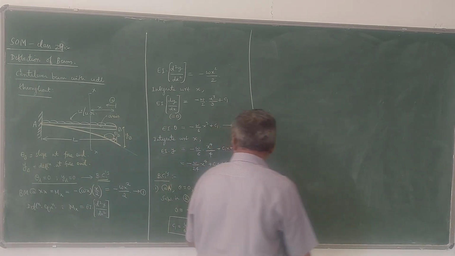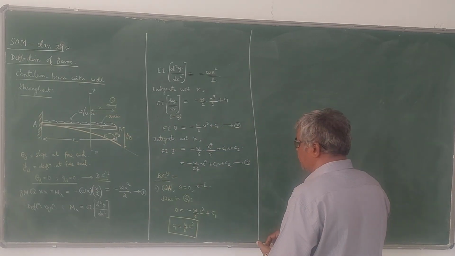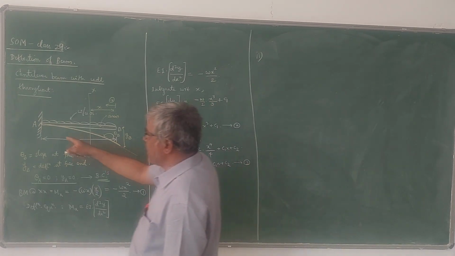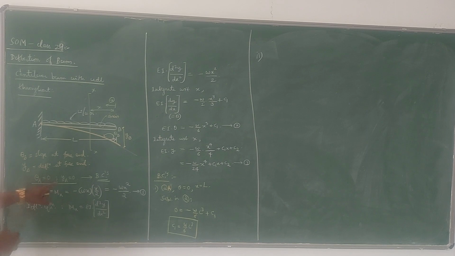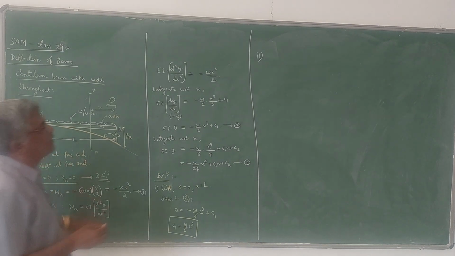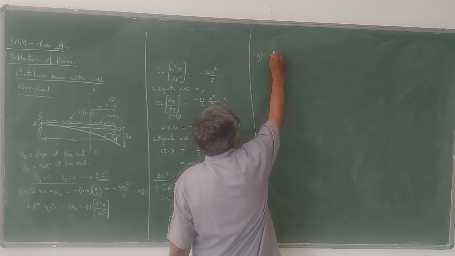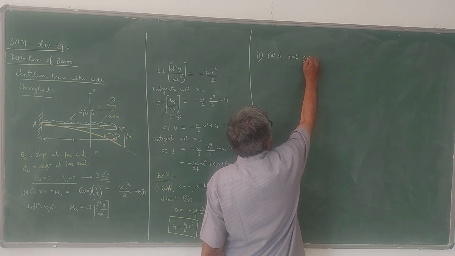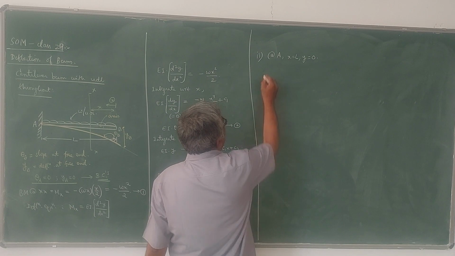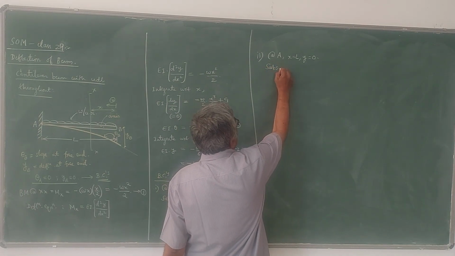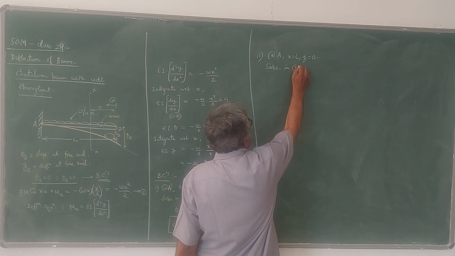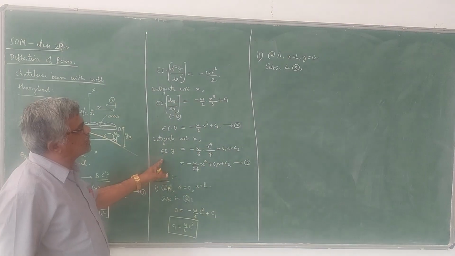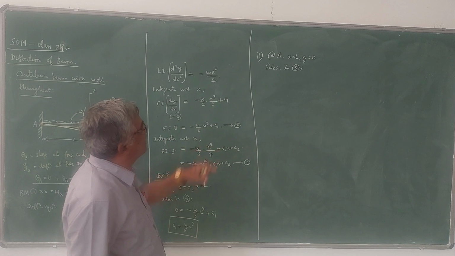Now the second constant of integration you can get using the second boundary condition. The second boundary condition is at the same point A, at the fixed end, the deflection is also 0. There is no deflection here. So at A, once again x is equal to L, y is also 0. This is the second boundary condition. The second equation is the slope equation, the third equation is the deflection equation, so you have to substitute this in the deflection equation.